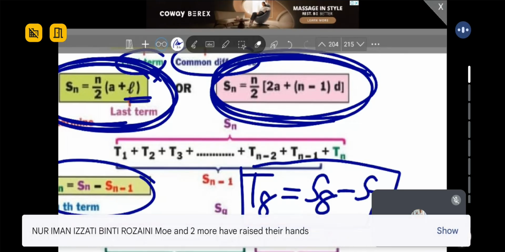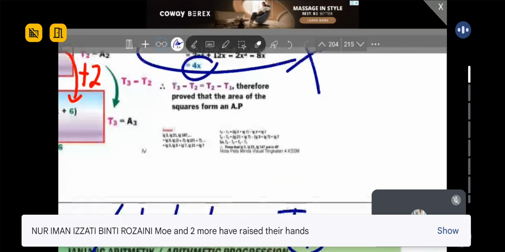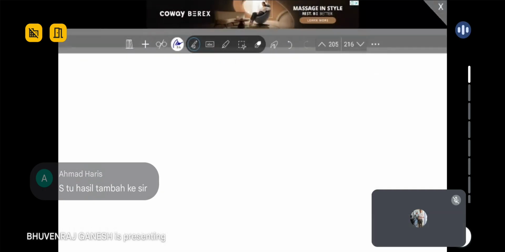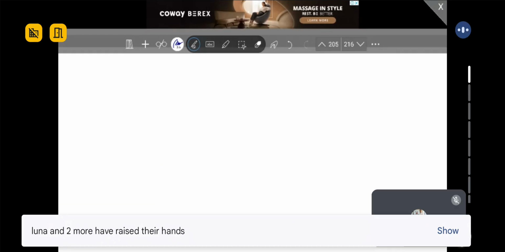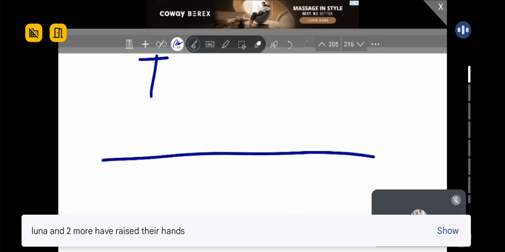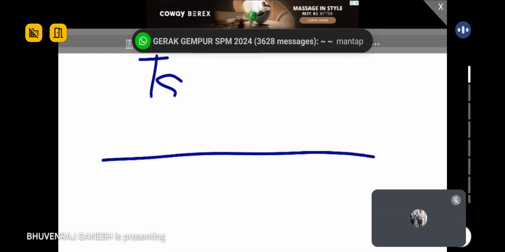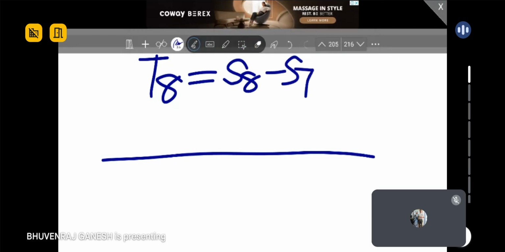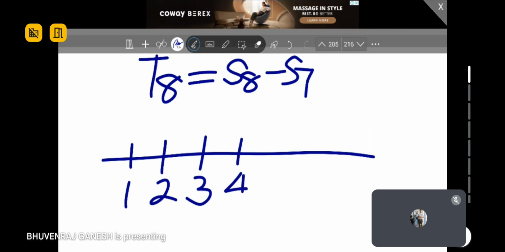Ada orang angkat tangan. Okay, so saya explain. Okay guys, so very simple. Yes, S2 adalah hasil tambah, sum. Okay? Alright guys, so just now example. The formula is like this, right? T8 equal to S8 minus S7. Sangat senang guys, very easy. You just draw a number line, you will understand. Lukis garis nombor saja, sangat senang.